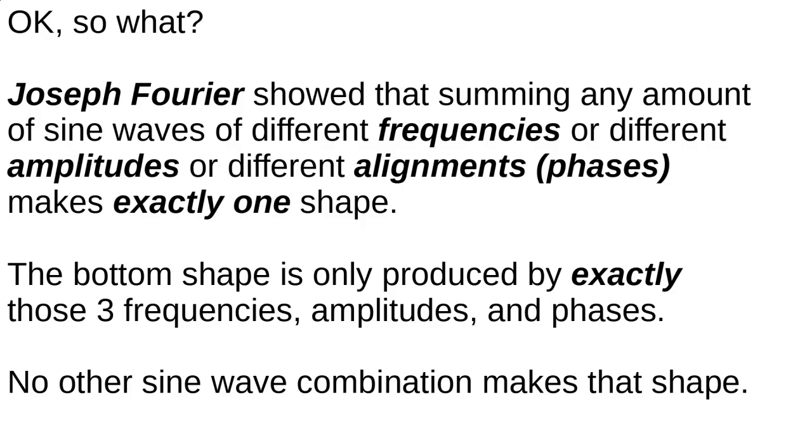Okay, so what? Joseph Fourier showed that summing any amount of sine waves of different frequencies or different amplitudes or different alignments makes exactly one shape. The bottom shape is only produced by exactly those three frequencies, amplitudes, and phases. No other sine wave combination makes that shape.